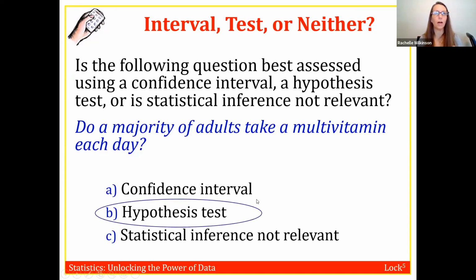So another way that you can look at these questions is by the type of answer that you would give to the question. If you ask the question and the answer to the question would be a number, then you would choose confidence interval. And if you ask the question and the answer to the question is a word, then you would use a hypothesis test. So looking at the ones we've just done so far, do a majority of adults take a multivitamin each day? The answer to that would be yes or no. So that has a word answer. So hypothesis test would be the right choice.